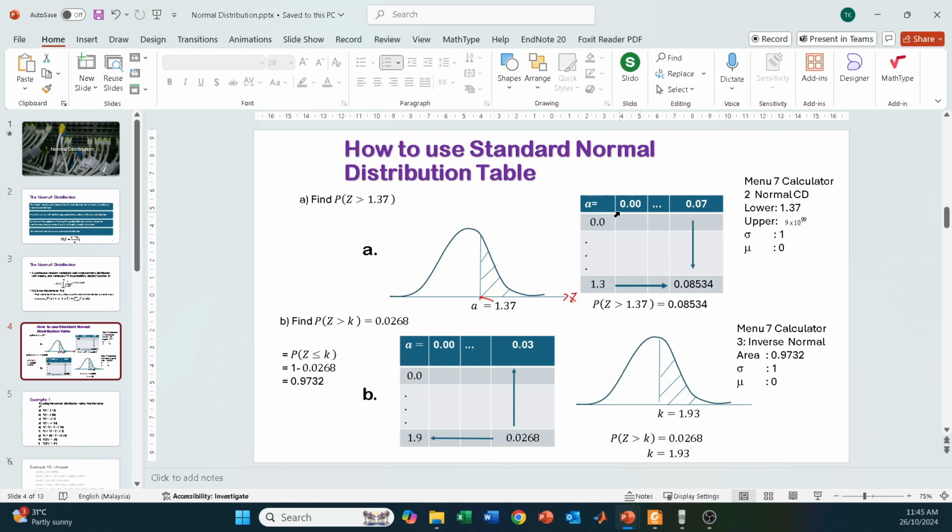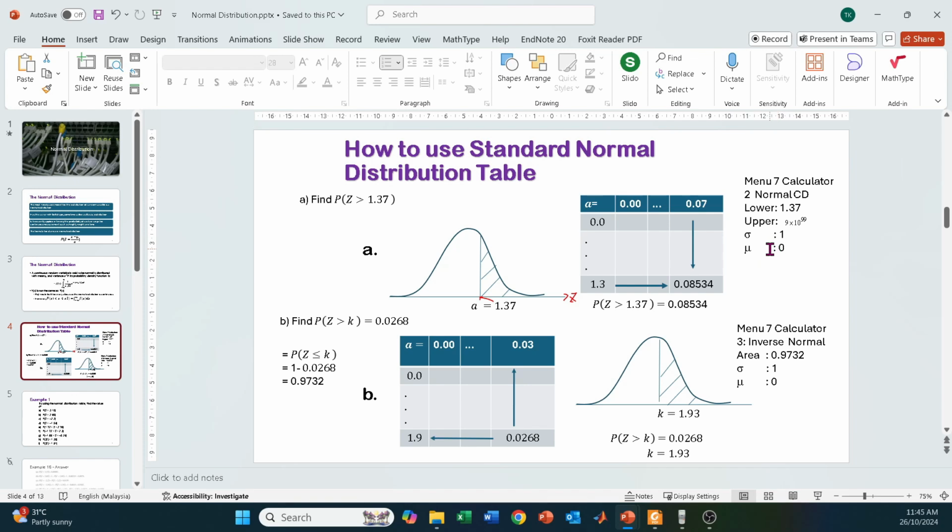In the scientific calculator, the lower bound is 1.37 and the upper bound is a very big number, let's say 9 times 10 to the power of 99. For the normal distribution, the standard deviation is 1 and the mean is 0.